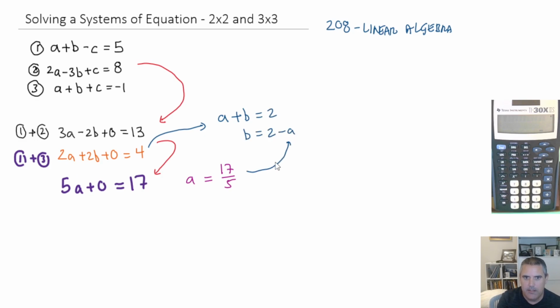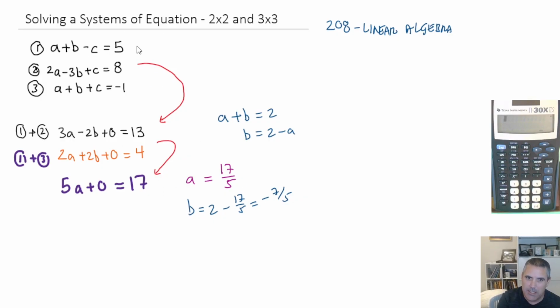So you can plug that in. b is equal to 2 minus 17 fifths. So that's 10 fifths, that's negative 7 fifths. And at this point, you could stop and check that those 2 numbers work in both of these. But let's just go all the way back to c.